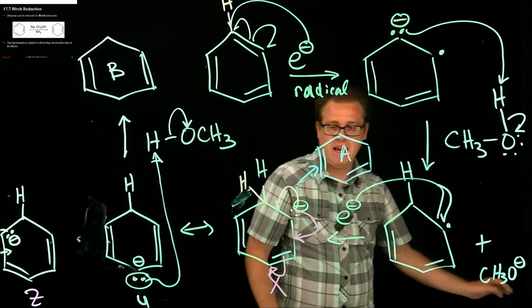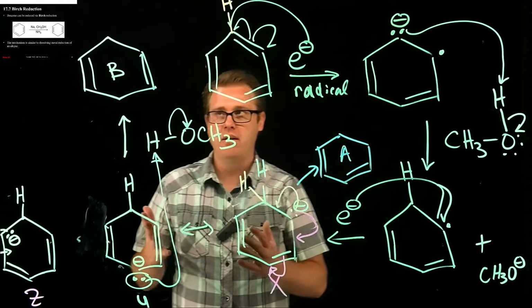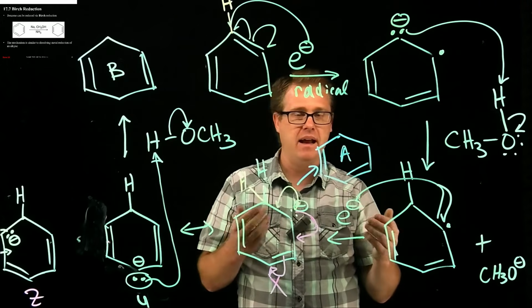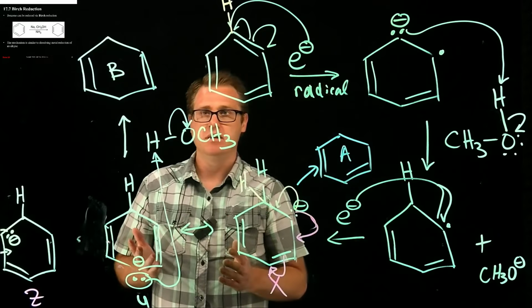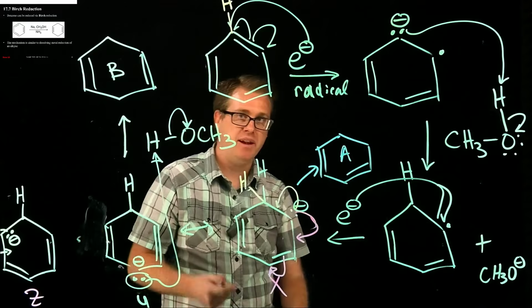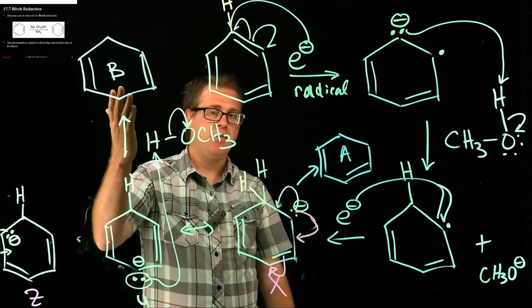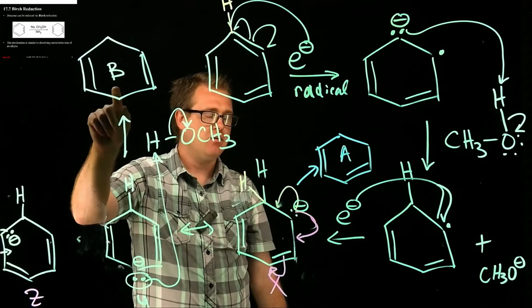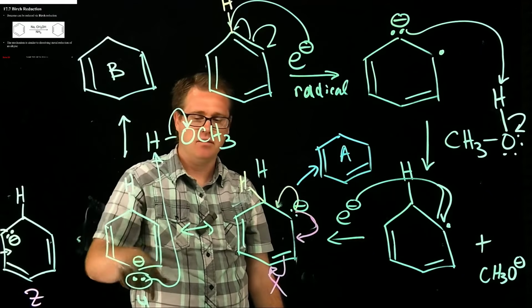So I hope you're seeing the power of a mechanism and how it helps you and me predict stable compounds. Or it helps us to understand when we observe a reaction and we do a Birch reduction, we don't get any A, but we get B. We're like, why is that? There's the answer.